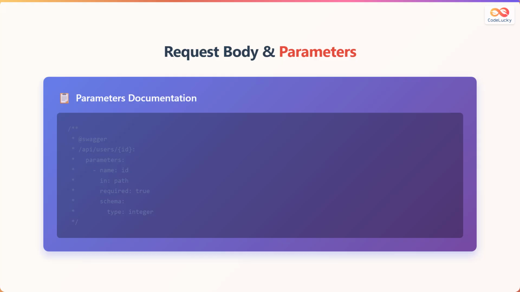For documenting request parameters, the Swagger specification includes a parameters section. In this example, the ID parameter is described, indicating it is located in the path. It is a required parameter, and its schema specifies that it should be an integer.